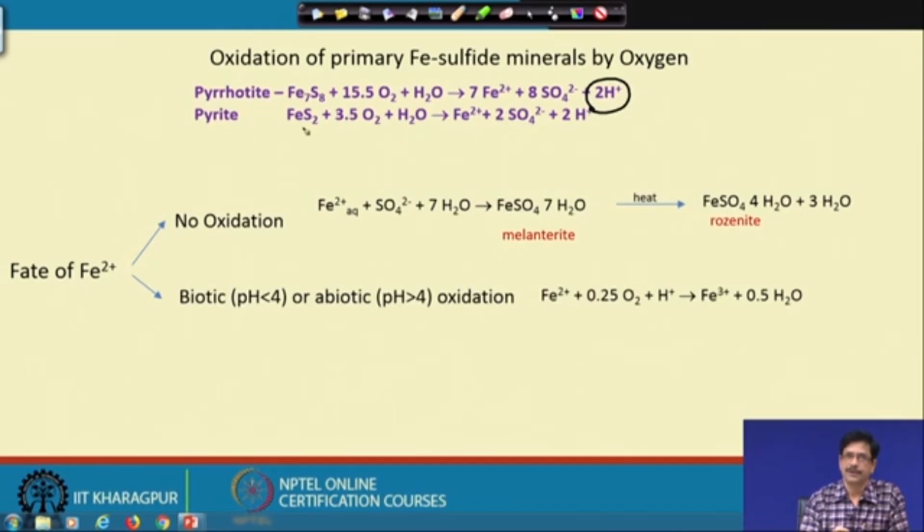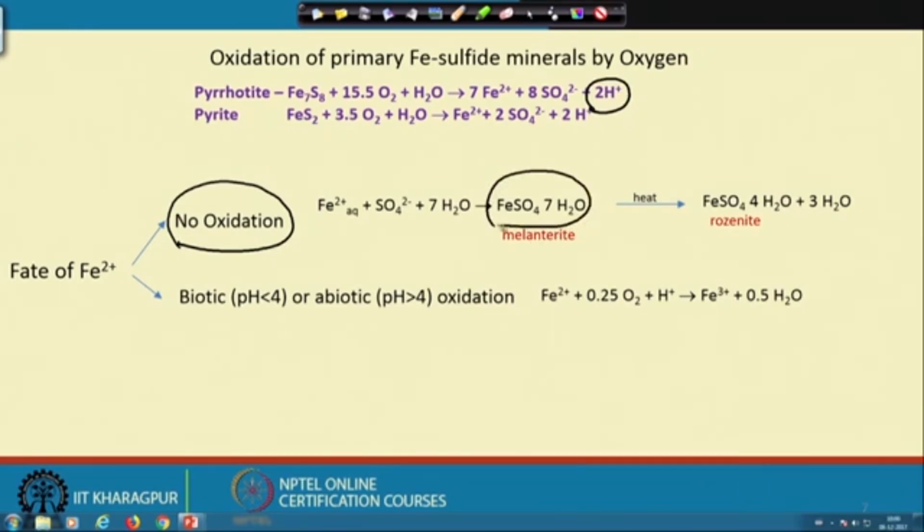In the process of the oxidation, the iron 2 plus that is released in this reaction, what happens to it? So, the fate of iron 2 plus. One possibility is that there is no further oxidation of the iron, and in that case the iron will only combine with the sulphate to form the hydrated sulphate, which is melanterite, one of the secondary sulphates which we listed before.